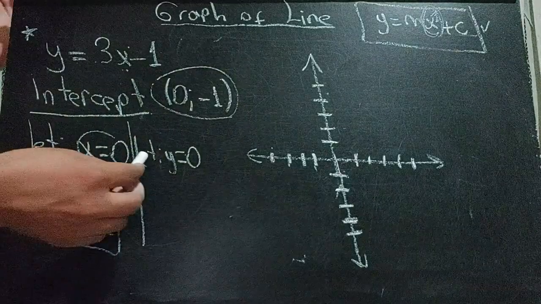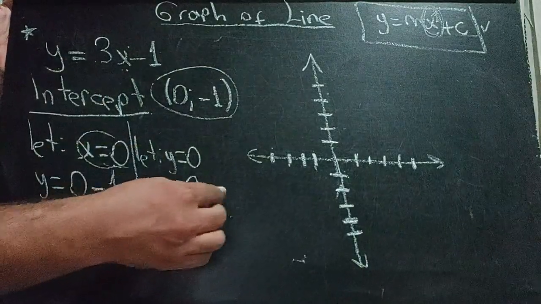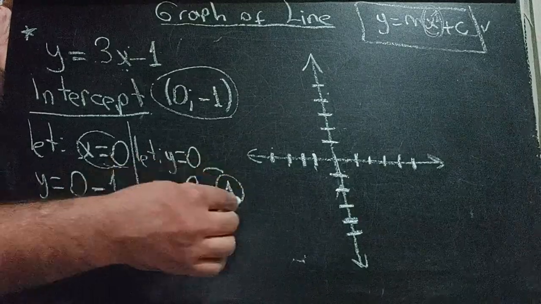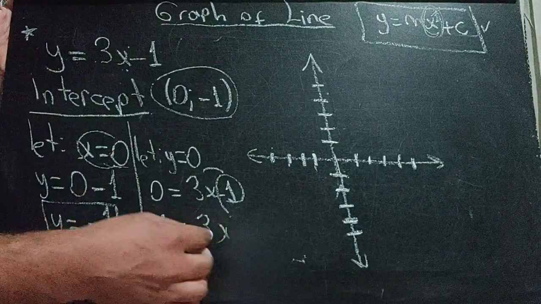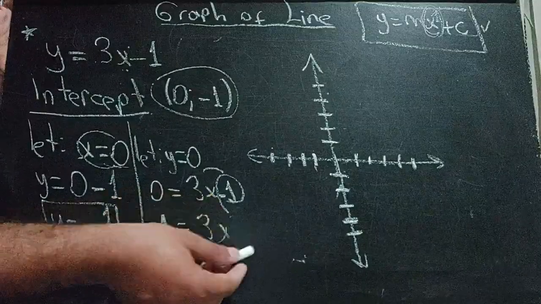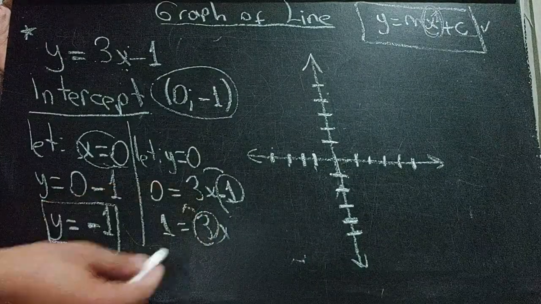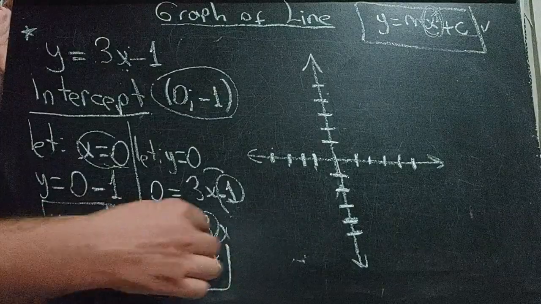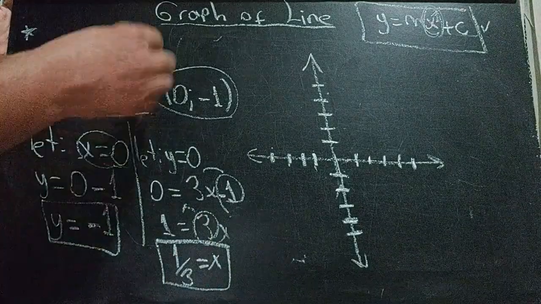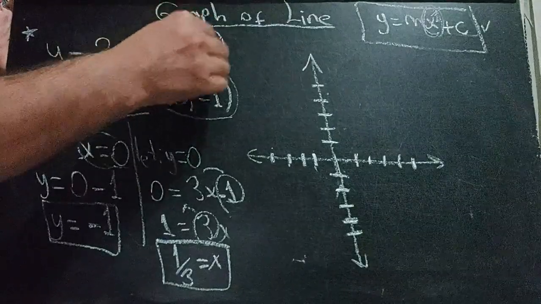My other point, while y is 0, x will be: 0 equals 3x minus 1. Let's move the minus 1 to the other side as addition. That will be 1 equals 3x. This 3 will go to the other side as division. That will be 1 over 3. x is 1 over 3. So my other point is x is 1 over 3, y is 0.